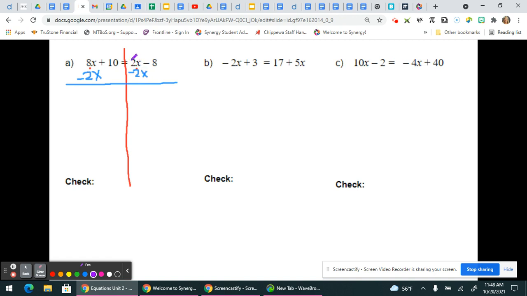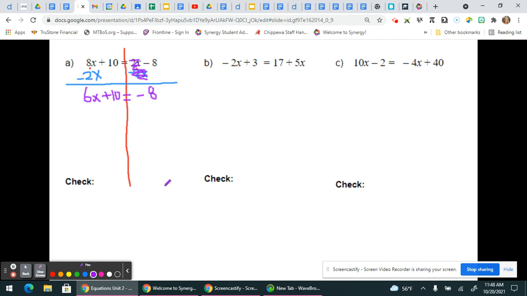2x minus 2x completely eliminates, it's 0. So I don't have to worry about those. It's gone from the right-hand side, and now all of my x's are over on the left. So let's go ahead and do 8x minus 2x. That gives me 6x. My plus 10 is going to fall down here because now we can use our plus 10, which is equal to this subtracting 8, which turns into a negative 8.